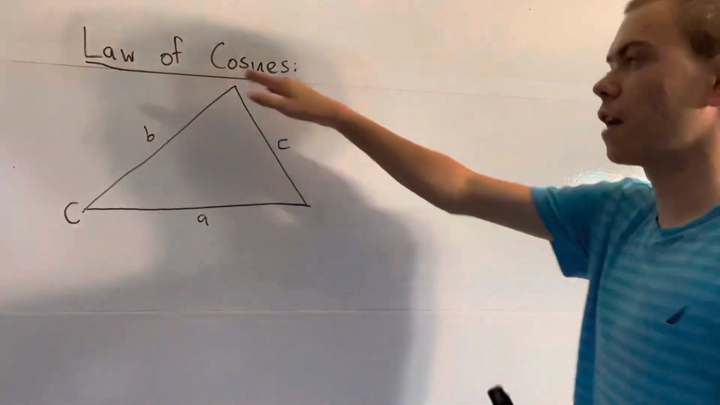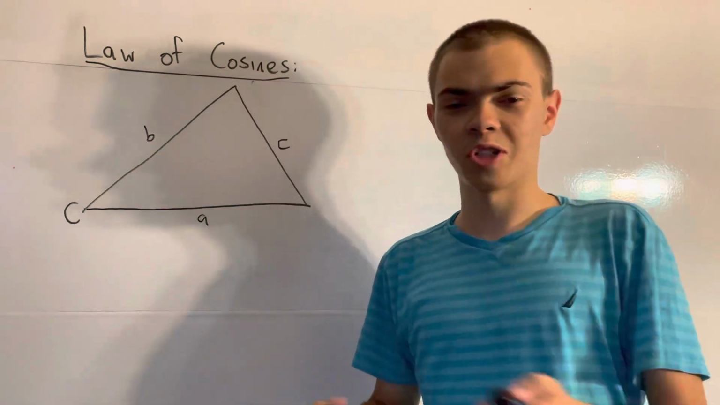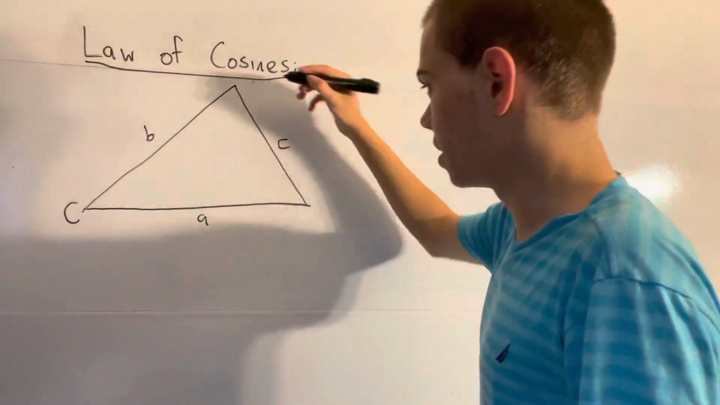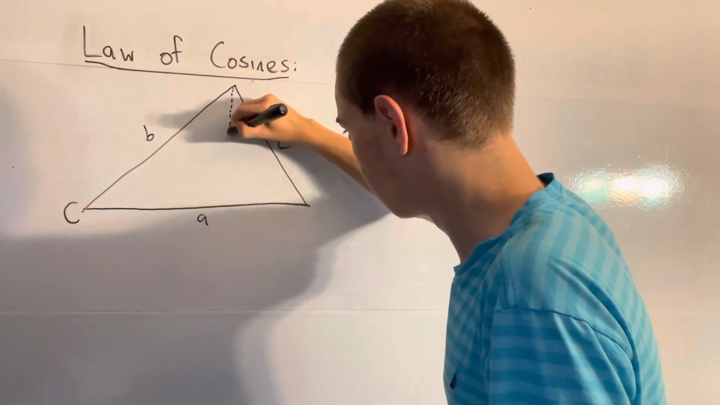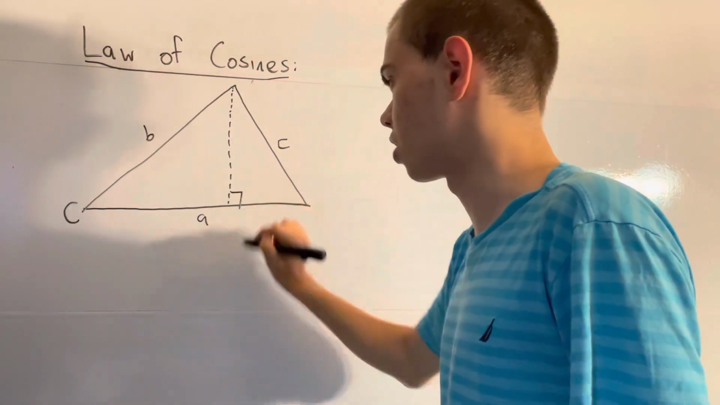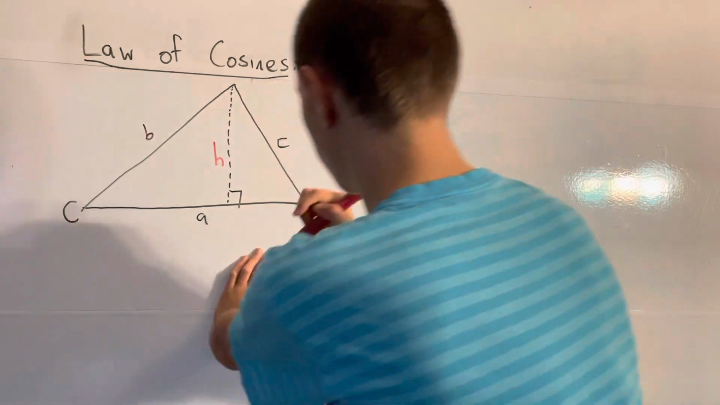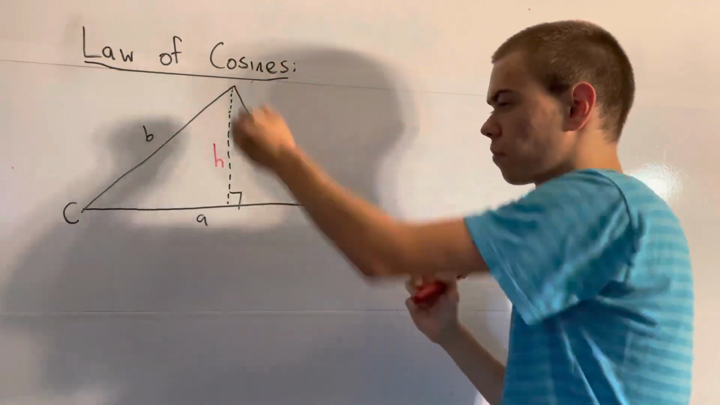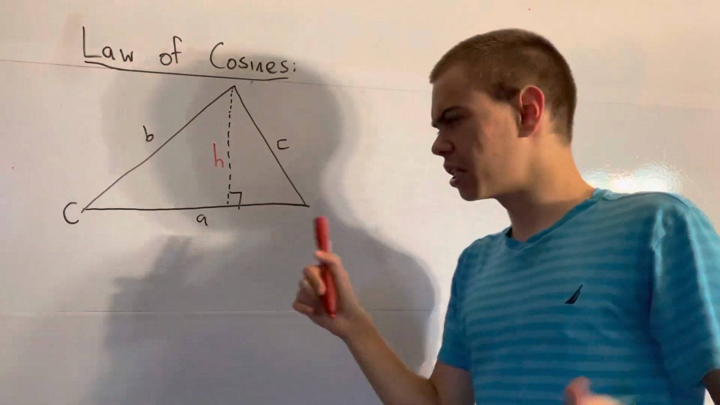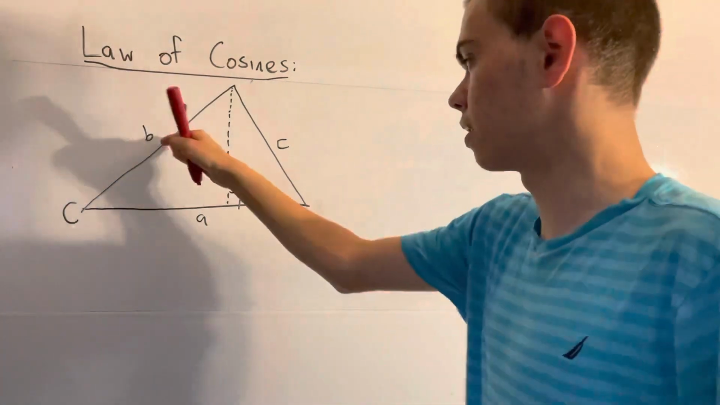So, how can we relate these three sides and this angle with each other? It turns out we're going to have to use trigonometry because it's cosine, right? And in order to do trigonometry, we need right triangles. So the easiest way to make a right triangle is to construct an altitude of the triangle. I'll call this the height of the triangle, lowercase h. And we're actually going to need to know this side and this side in order to relate these four things together.